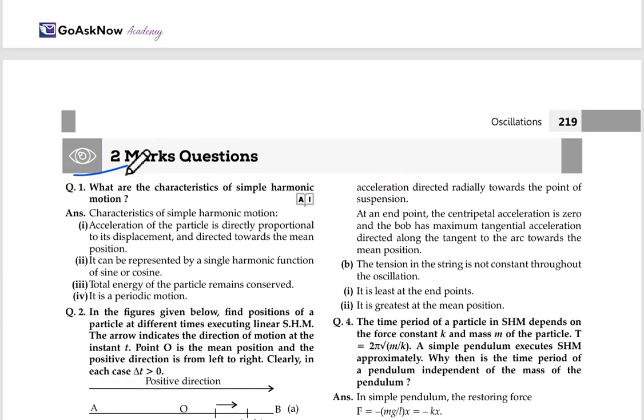What are the characteristics of simple harmonic motion? Firstly, the acceleration of the particle is directly proportional to the displacement and directed towards the mean position. It can be represented by a single harmonic function of sine or cosine. The total energy of the particle remains conserved and it is periodic motion. So these are the characteristics of simple harmonic motion.